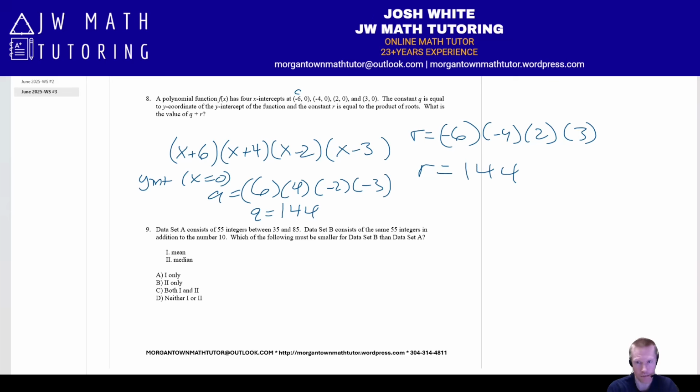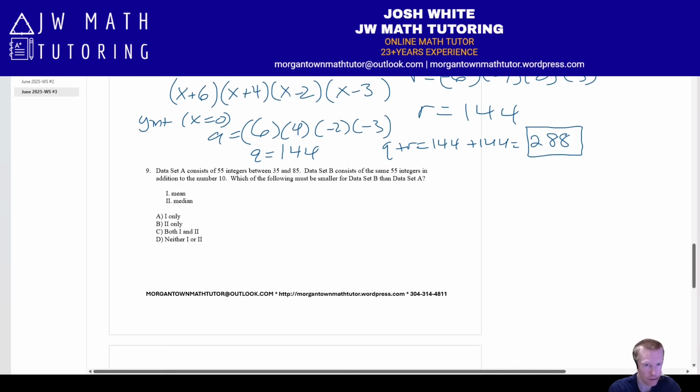It's 6 times 4 times 2 times 3, and there's 2 negatives, which means the overall answer is positive. So q plus r is just 144 plus 144, which is 288. That's the correct answer. That's what you would fill in for this problem.